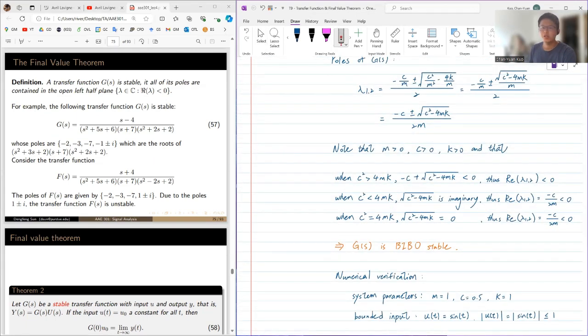Notice that the parameters m, c, and k are all positive, and we can show that when these parameters are positive, then the real parts of the poles are negative. Thus, we can conclude that the system is BIBO stable.